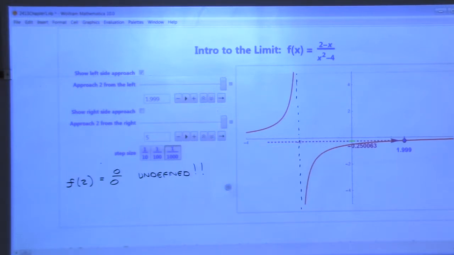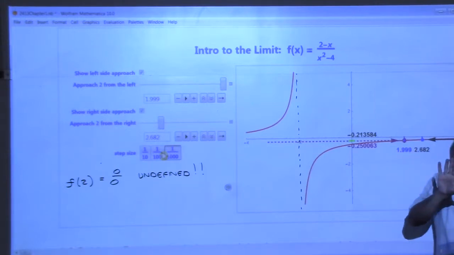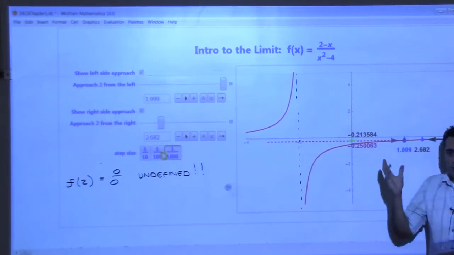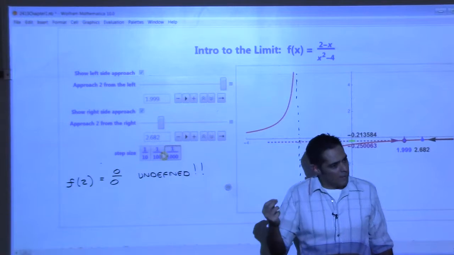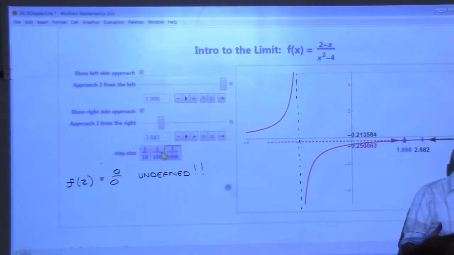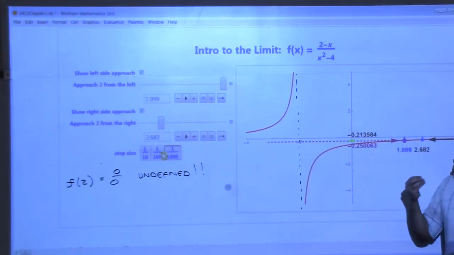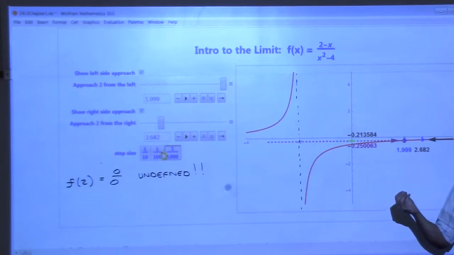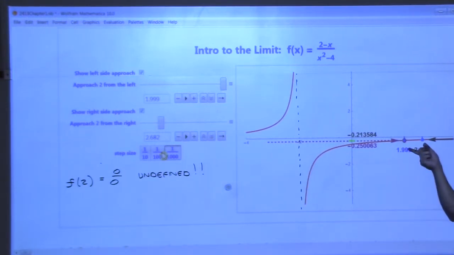And what about if I come in from the right side? Is it approaching something? Yeah. It's going to be about negative 0.25. I'm not going to keep going, but you understand? So look, at 2, college algebra class, just looking at 2, hey, it's undefined. However, from the left side, in a calculus class, it looks like it's headed towards negative 0.25. From the right side, it looks like it's also headed towards negative 0.25.